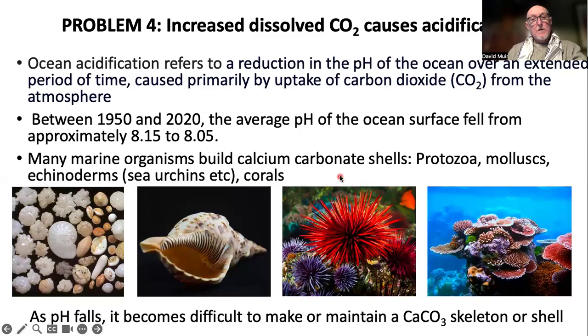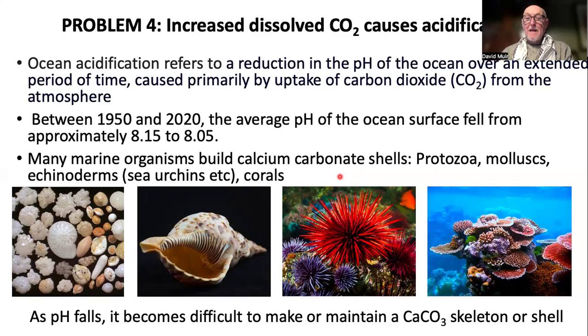Okay, sorry to give you this whole long list of problems, but our fourth problem that we need to talk about is the problem of increased dissolved carbon dioxide. Now, we've already talked about this briefly in our discussion about global climate change, but I just remind you that when we dissolve carbon dioxide in seawater, we actually cause the pH of the ocean water to fall. That means it becomes more acid.